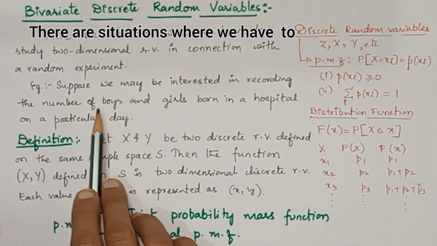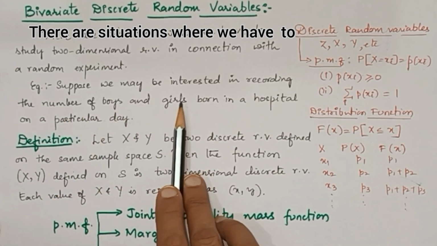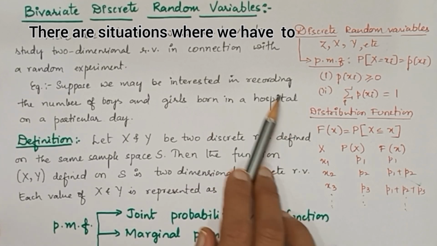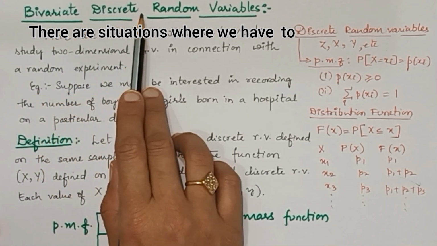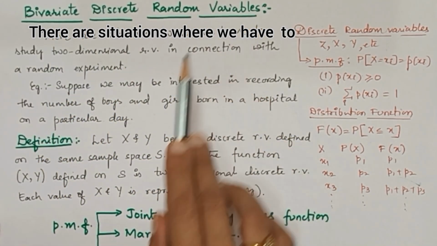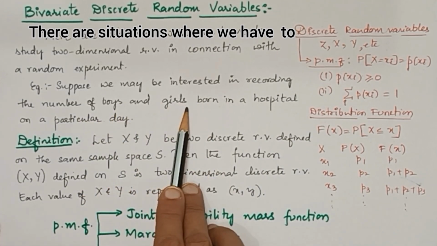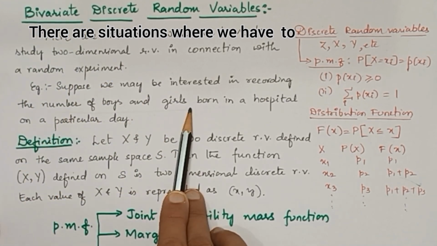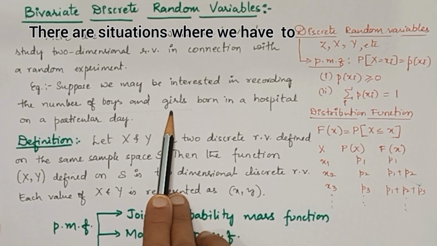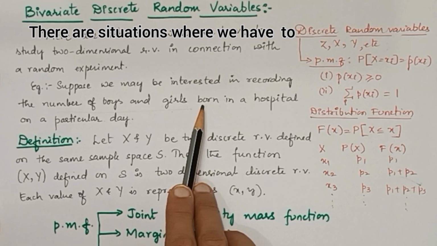Then x can take 0, 1, 2, 3 and so on, these values. Y can also take 0, 1, 2, 3 and so on. So you need to study these kinds of variables. These kinds of variables are called bivariate discrete random variables. Discrete because they are taking only whole numbers as values and you can arrange the values in a sequence form. Bivariate because with the same experiment, two random variables are associated. That is the need of studying bivariate discrete random variables.